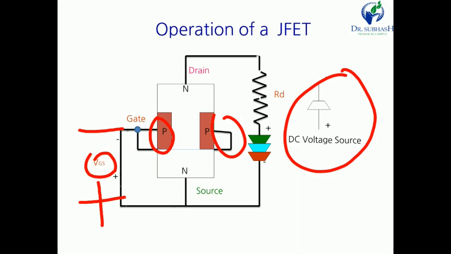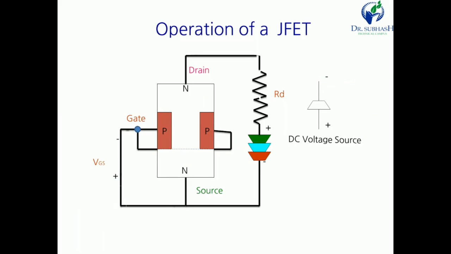If we increase the VGS voltage one by one, slightly, then the depletion region will increase, and at the same time the current is decreased. So let's see it step by step. First of all, here the voltage is small. Here the DC voltage is small.